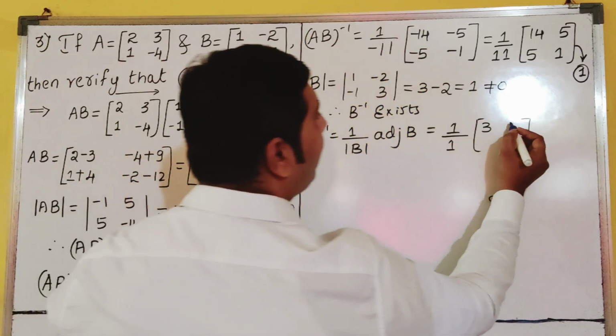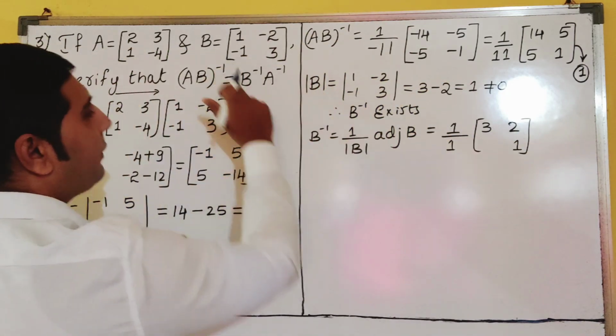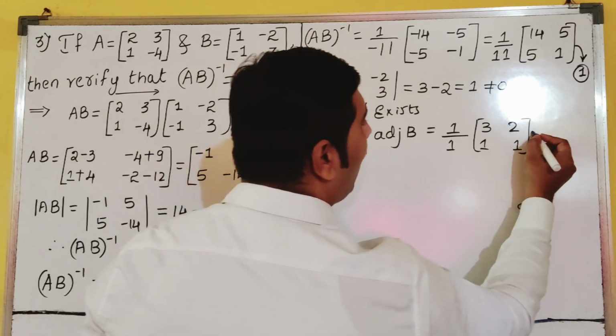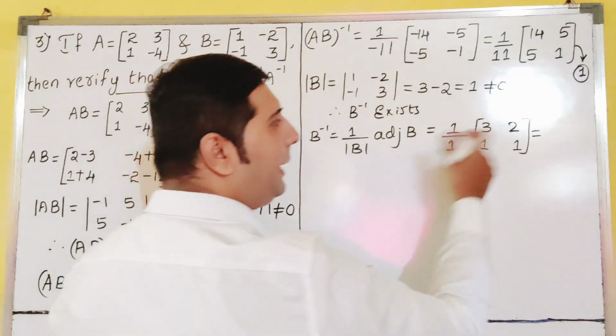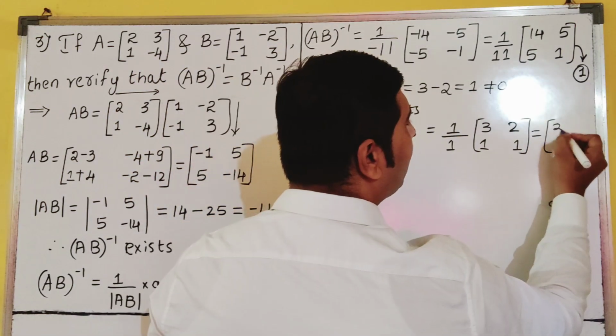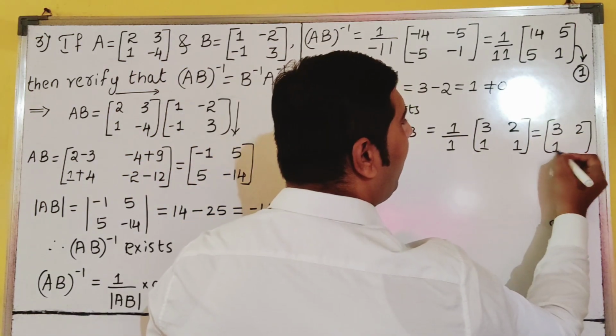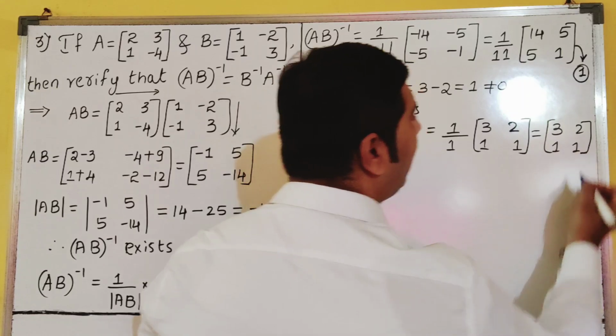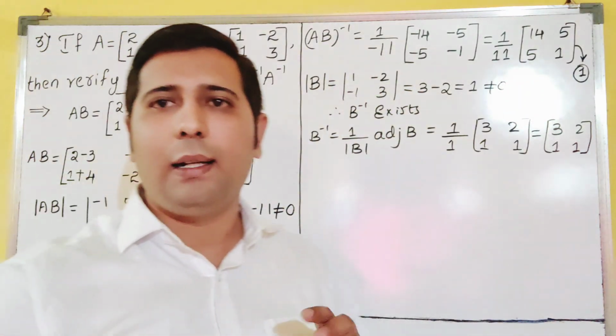-2 will become 2. -1 will become +1. So how much will you get? 1 by 1 is 1. 1 into anything is the same. So that means 3, 2, 1, 1 we will get, dear students. I hope everyone understood B inverse.